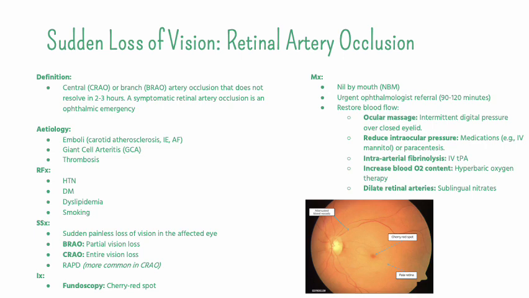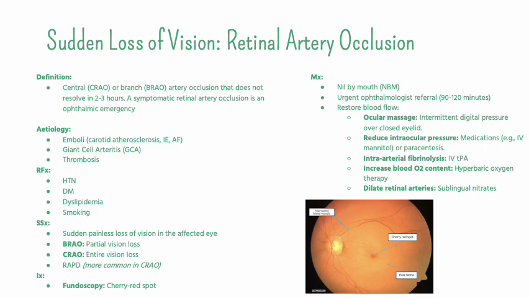The risk factors as such are similar, or if not the same, to stroke risk factors. So we have your hypertension, diabetes, dyslipidemia, and smoking, among others. Signs and symptoms are that there is a sudden painless loss of vision in the affected eye. However, with branch retinal artery occlusions, the vision loss is typically partial, whereas the entire visual field is lost in central retinal artery occlusions. More commonly in CRAO, we do have a relative afferent pupillary defect.